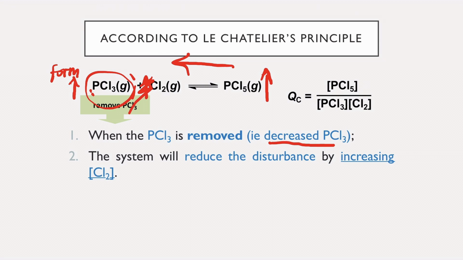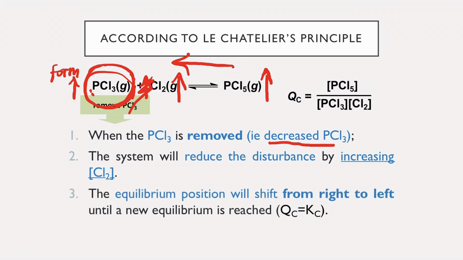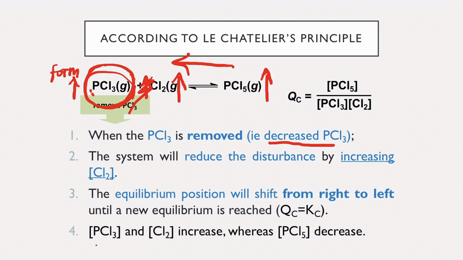So when the reaction shifts to the left, that means your Cl2 concentration will increase and then you will form PCl3 as well. So the concentration of PCl3 will increase again. Okay. So the equilibrium position will shift to the left, until your equilibrium is re-established. So then the concentration of your PCl3 and Cl2 will increase, and the concentration of your product PCl5, that is being consumed to form PCl3 and Cl2 again, will decrease.